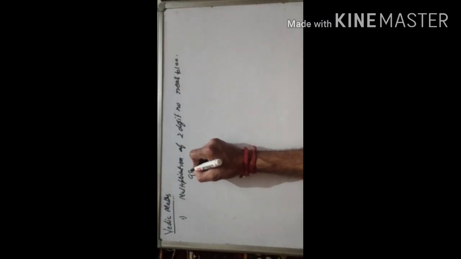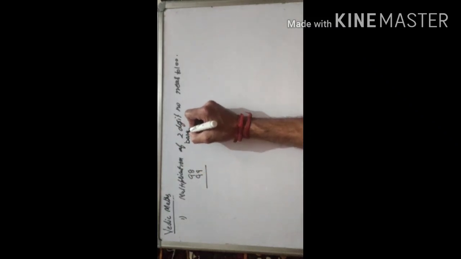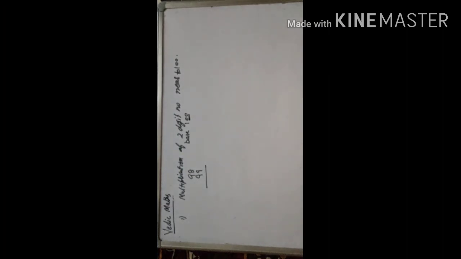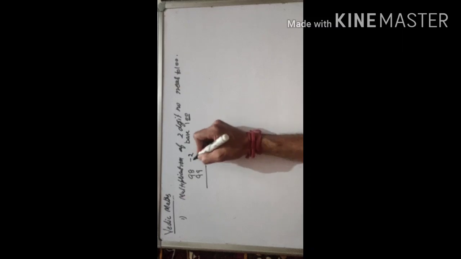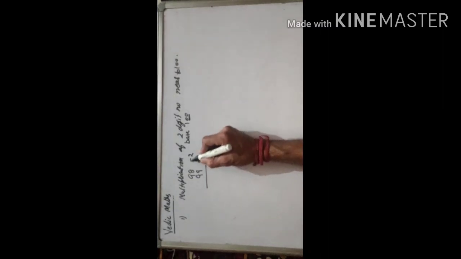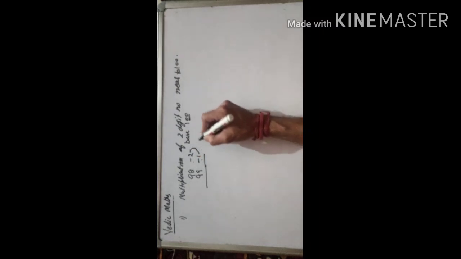Suppose 98 into 99. Here base is 100, two zeros. Same method: how much is 98 less than 100? That is 2. Here we use less than. How much is 99 less than 100? 1. We put minus 2 and minus 1. When we multiply minus 2 with minus 1, it becomes 2.